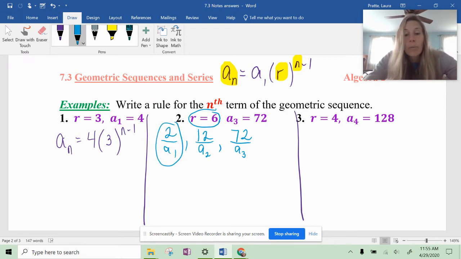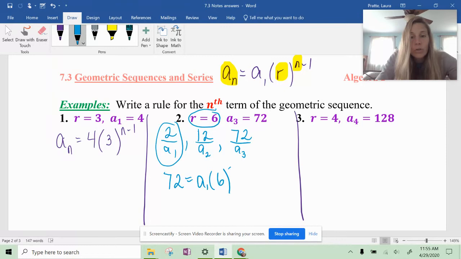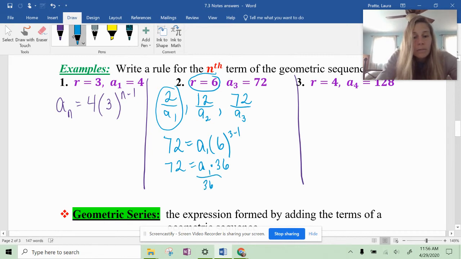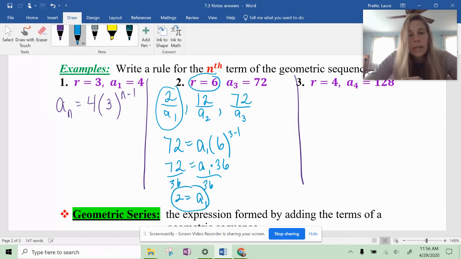But let's say the number is much higher in the pattern. You don't want to fill out a pattern with 20 numbers, so you can't always use that option. So if you had to do it algebraically, I'm going to put my 72 in for a sub n. My r is 6, and then I'm going to do 3 minus 1. So that's going to give me 6 to the second power, which is 36. And then when I divide, I get a sub 1 equals 2. So notice I got the same answer either way.